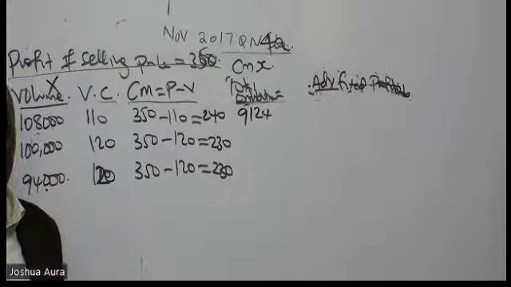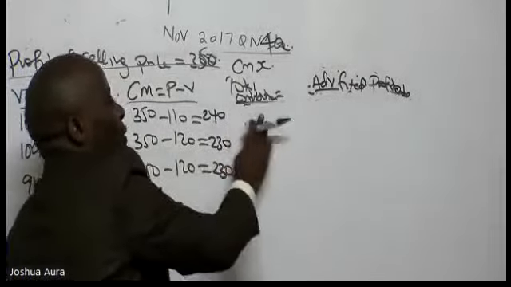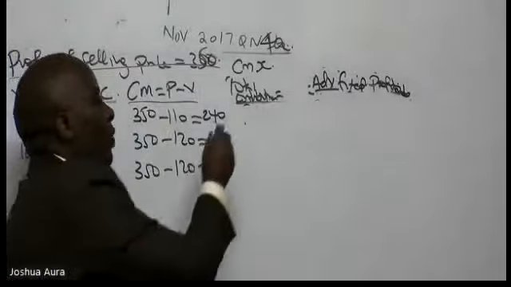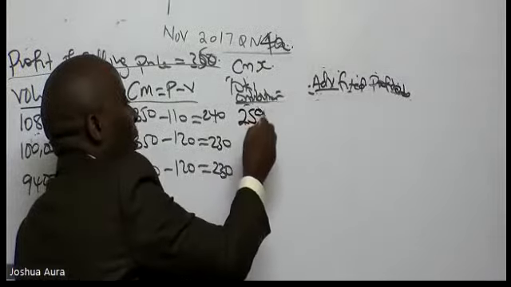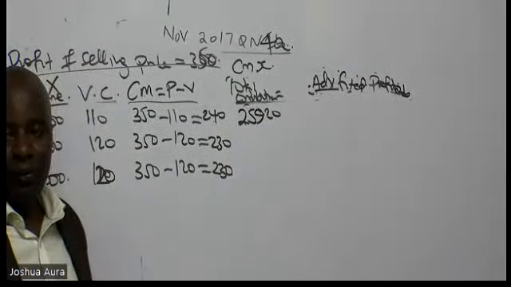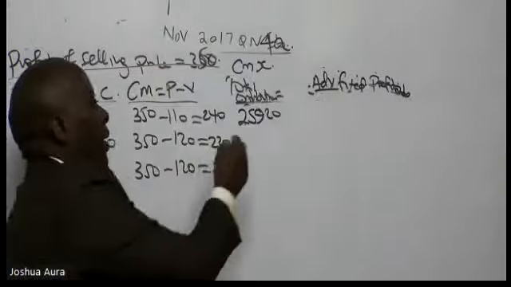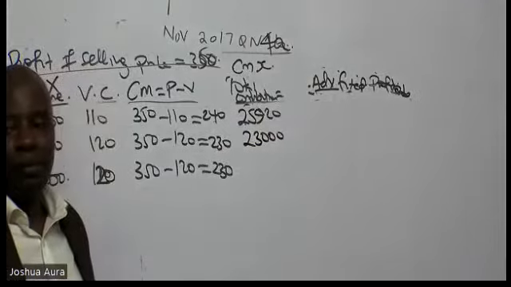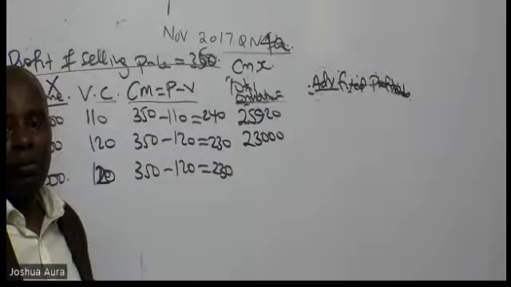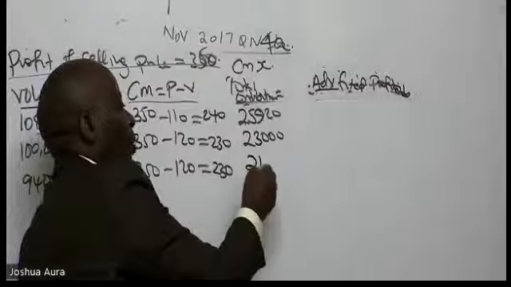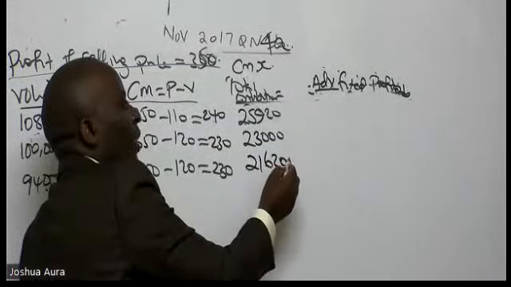That figure is not correct. The first one, I'm being reminded, is 25,920. The second one? The second one is 23,000. How about the third one? The third one is 21,620, like that.